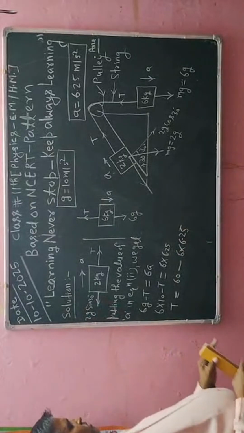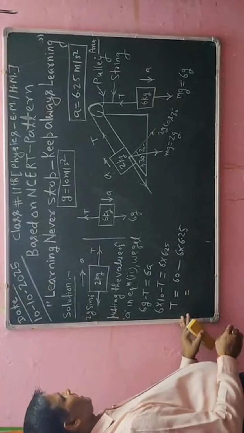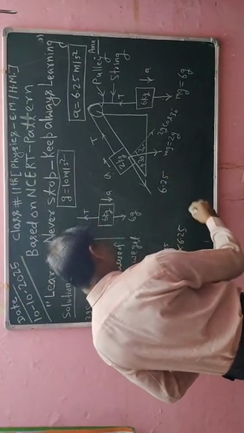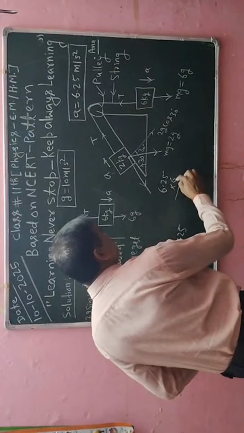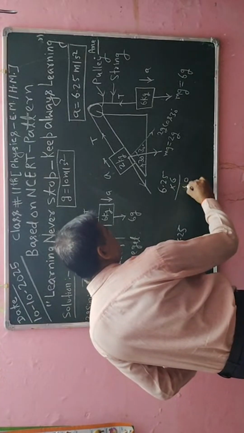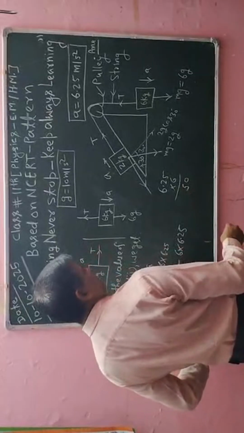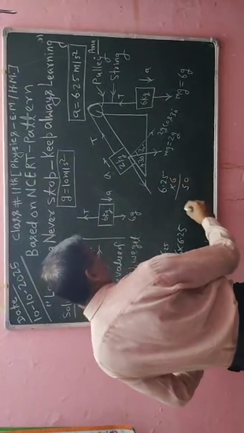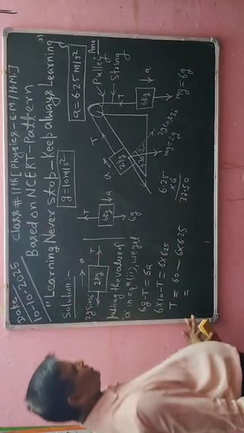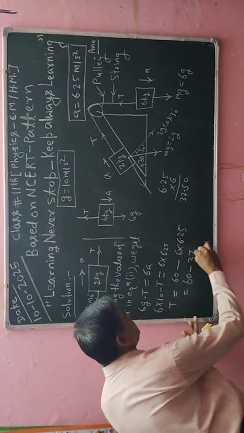Okay, now I will simplify it. After simplifying I will get its value. So here I will multiply 6 by 6.25. 6 times 5 is 30. 6 times 2 is 12, plus 3 is 15, 5, and 6 times 6 is 36, plus 1 is 37. So here will be 37.5. So here I will write 60 minus 37.50.